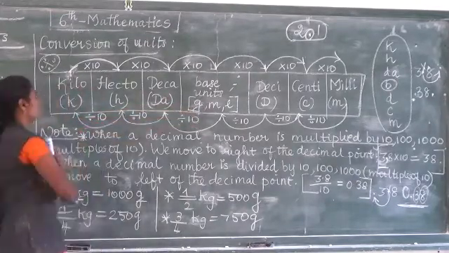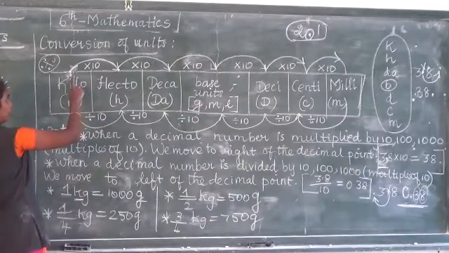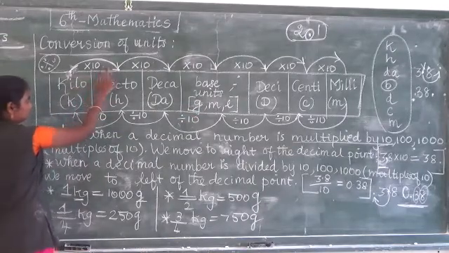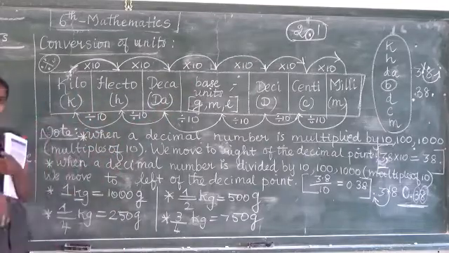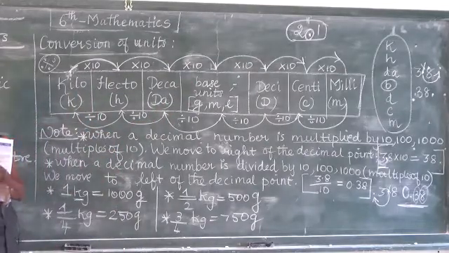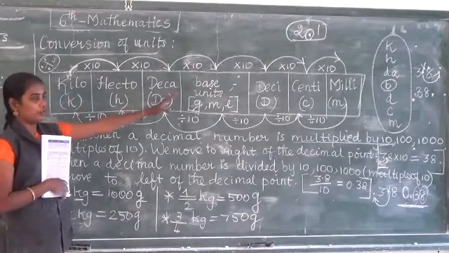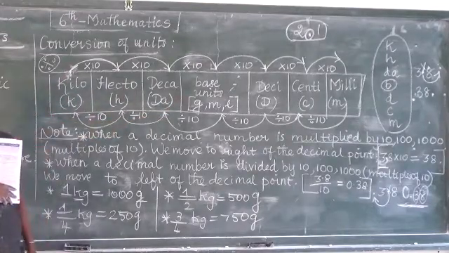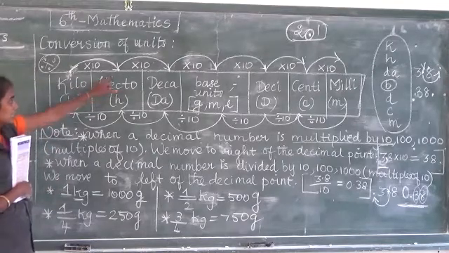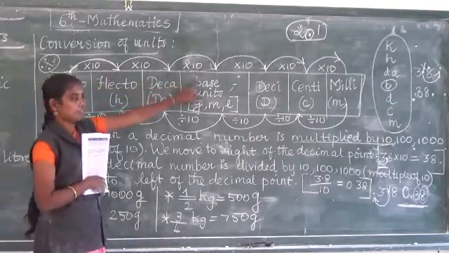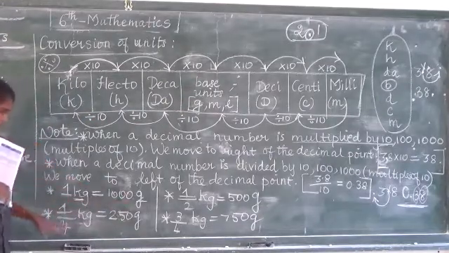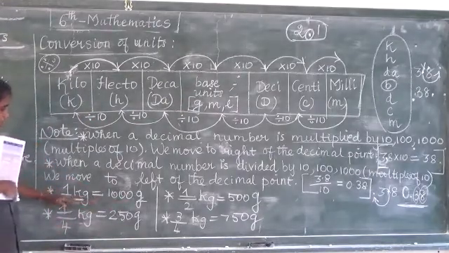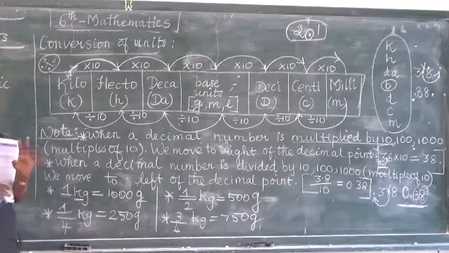So how many steps do we move? 1, first step, 2, 3. So 3 zeros. Since it is going from up to down, it is a multiple of 1000. For one step it is 10, next step 100, third step 1000. So 1 kilogram equals 1000 gram. This is applicable for liter also, and meter also.